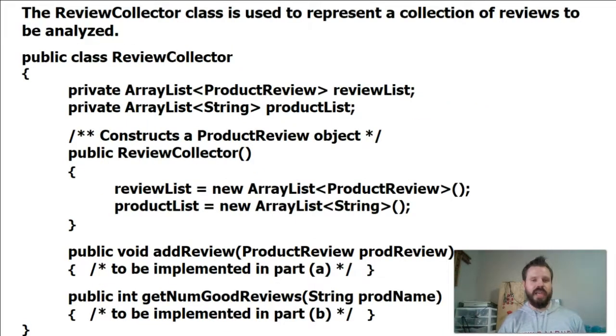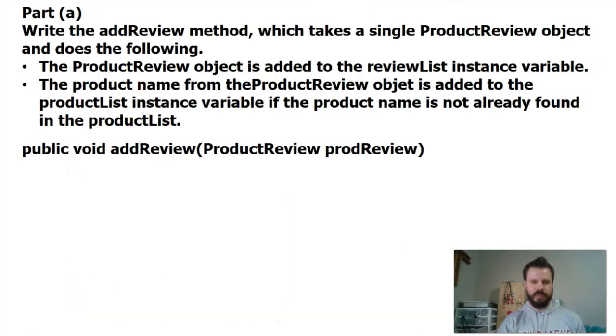And then there's the review collector class, which is just used to represent a collection of reviews to be analyzed. Again, this is actually pretty simple. This class holds 2 different arrays. One array of product review objects, so this class holds a list of objects from the previous class, and then a second array that just holds strings for the names. Again, we've got a constructor, which all it does is instantiate those arrays, makes them active, and then we're going to write 2 methods, an addReview method and a getNumberOfGoodReviews method.